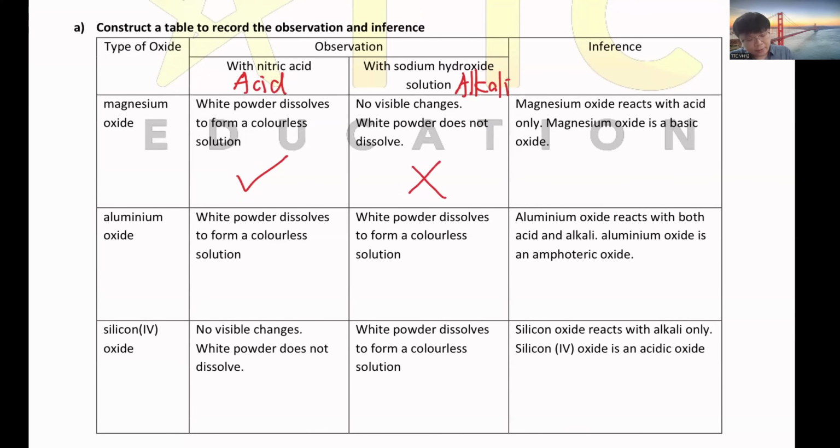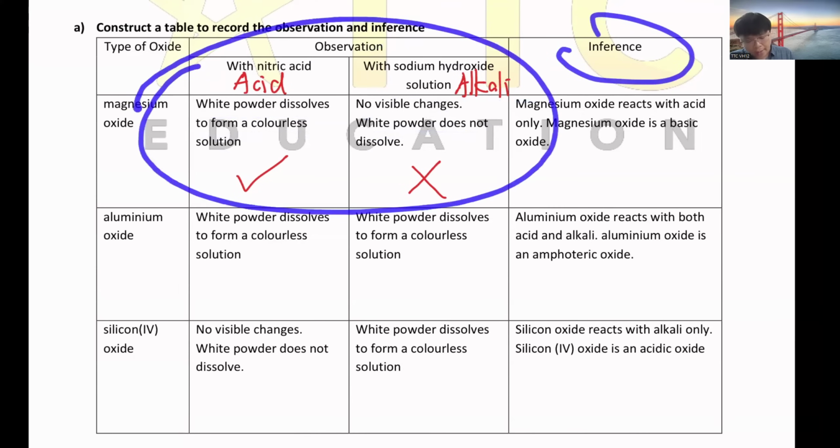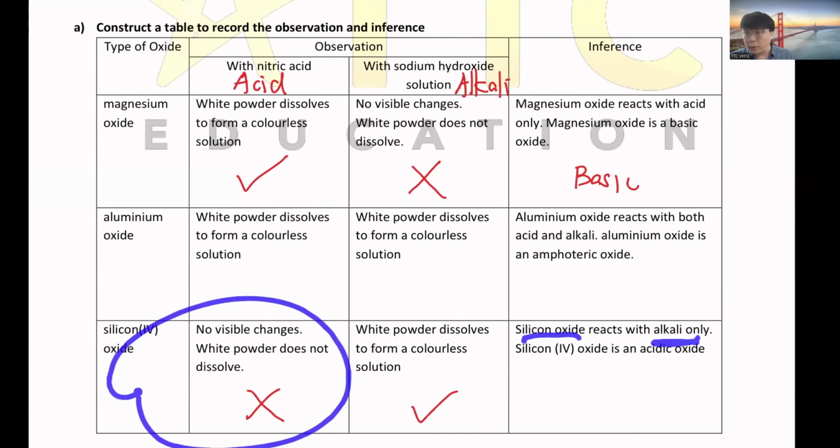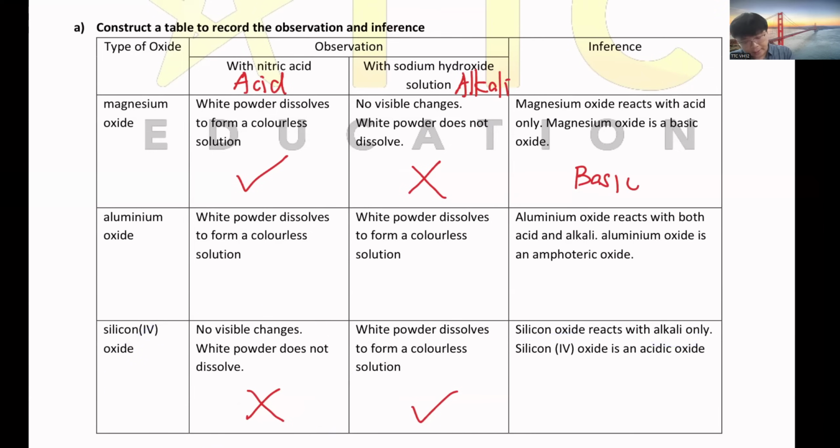So magnesium oxide can react with the acid. What you see is white powder dissolved to form a colorless solution. With the alkali, it cannot, so no visible change; the white powder does not dissolve. The inference explains why: it can react with acid, which means it is a basic oxide. So we conclude this is a basic oxide. Then for silicon oxide, it cannot react with acid, but it can react with sodium hydroxide, which is alkaline. The white powder dissolves to form a colorless solution. It reacts with alkali only, no reaction with acid, so it is acidic.